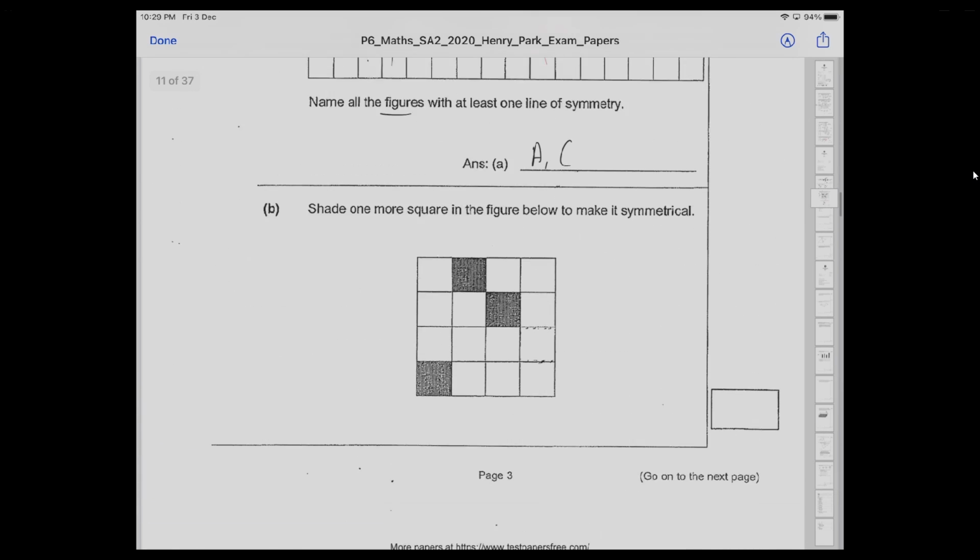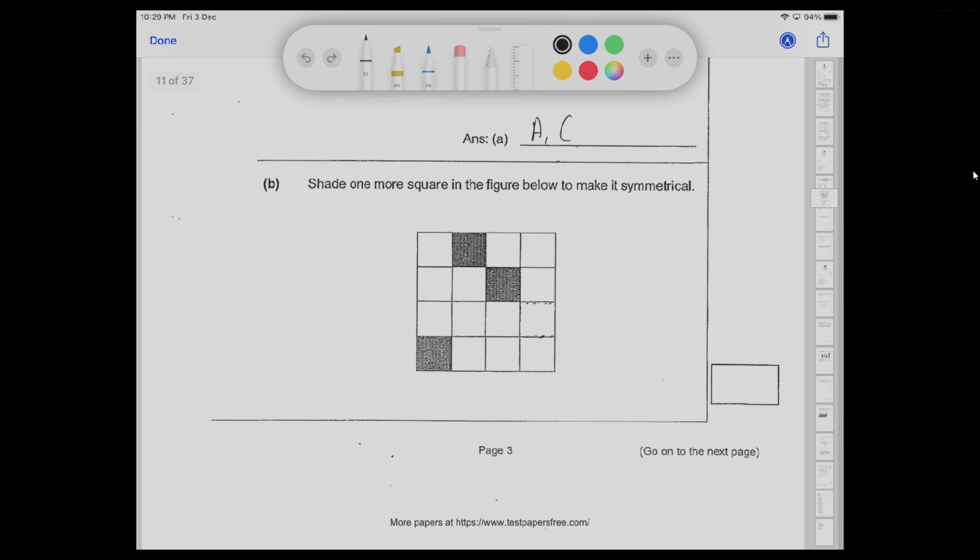Yeah, 2 answers, 2 marks, it makes sense, right? So, the next question: shade one more square in the figure below to make it symmetrical. Again, we're talking about the line of symmetry here. Honestly, there is really no particular way of acing this question.